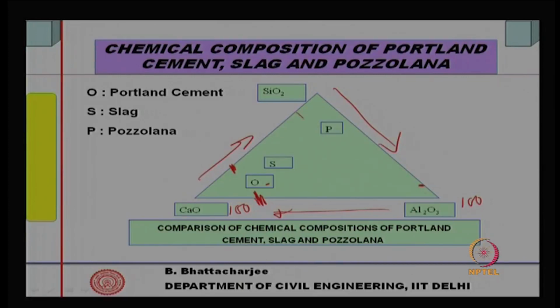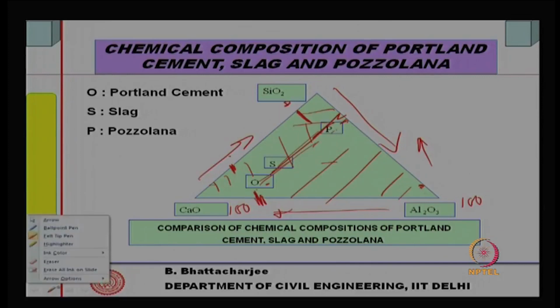You come to pozzolana, it has high SiO2 and a small quantity of Al2O3. Sorry, this will have similar Al2O3, so parallel lines have to be drawn. This is the Al2O3 line maximum, the CaO line will be like this, and the SiO2 line will be like this. So, SiO2 will increase in this direction.